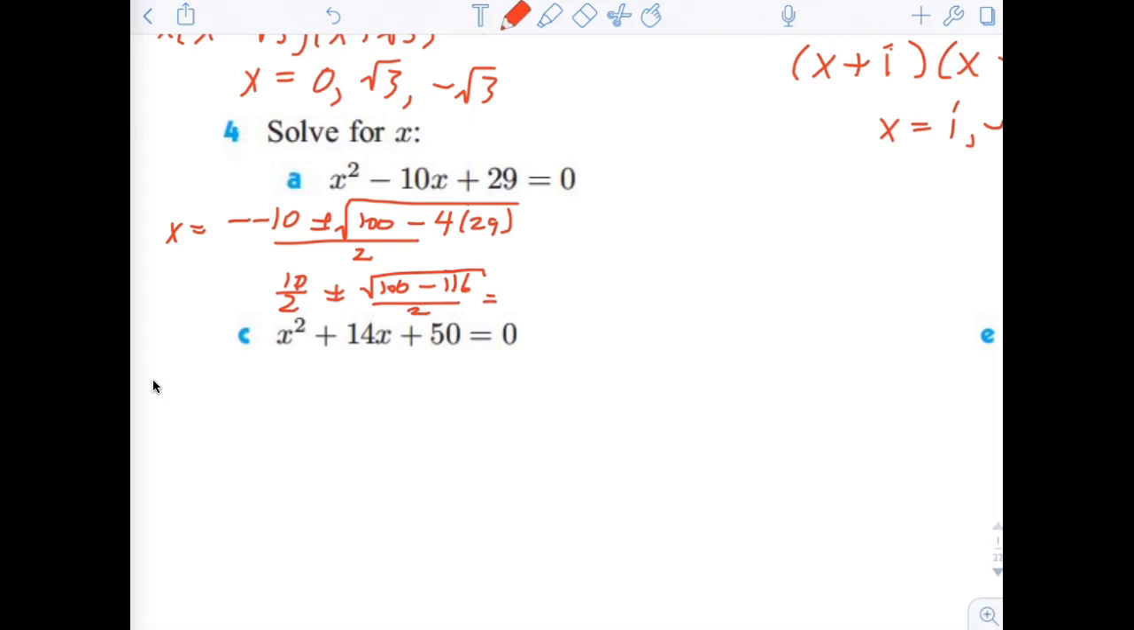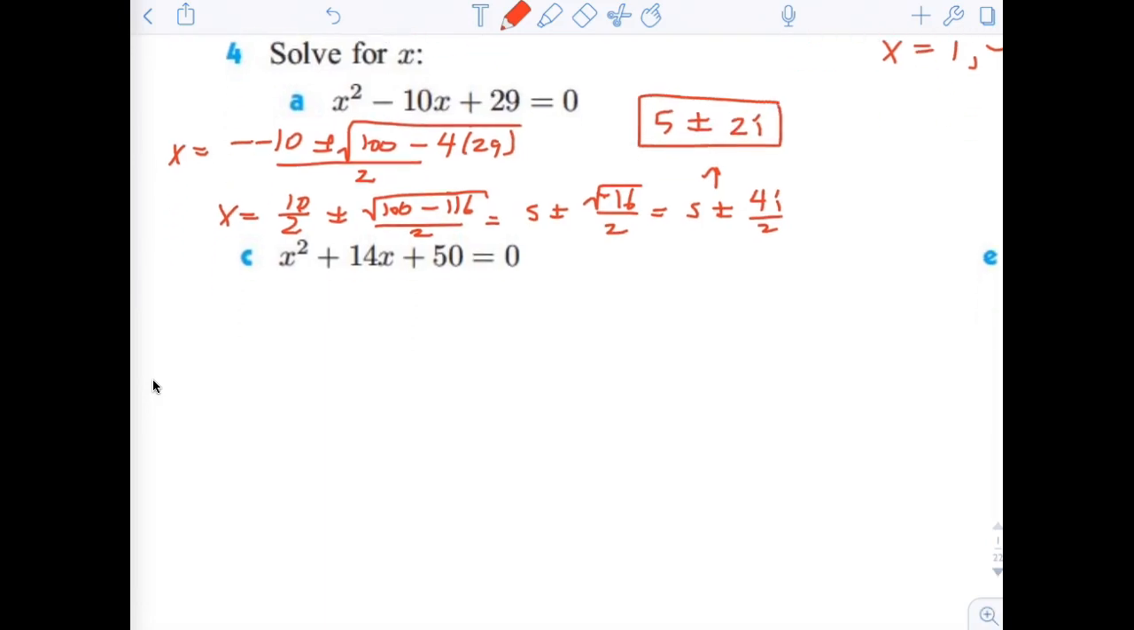So this is equal to 5 plus or minus the square root of negative 16 divided by 2. Okay, so this would be 5 plus or minus the square root of negative 16, which is 4i, divided by 2, which is equal to 5 plus or minus 2i. Right? All right, let's look at C.